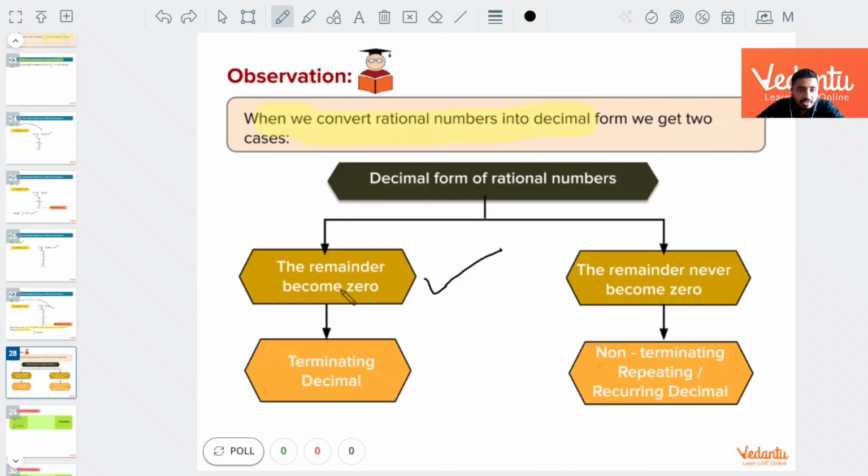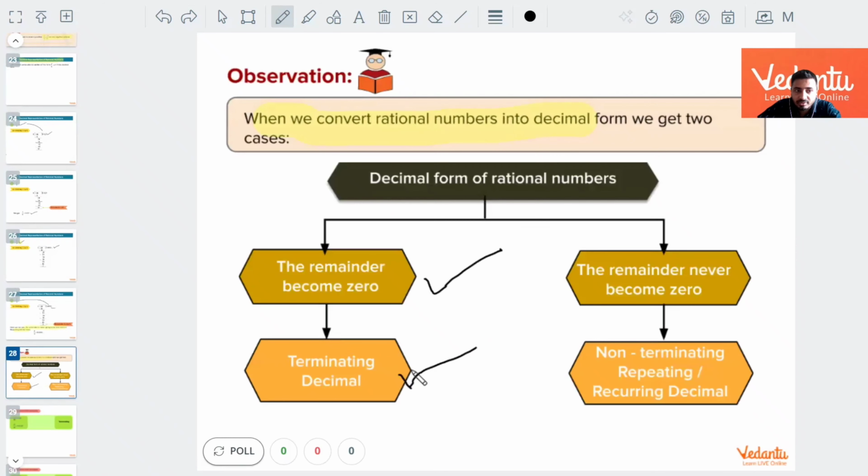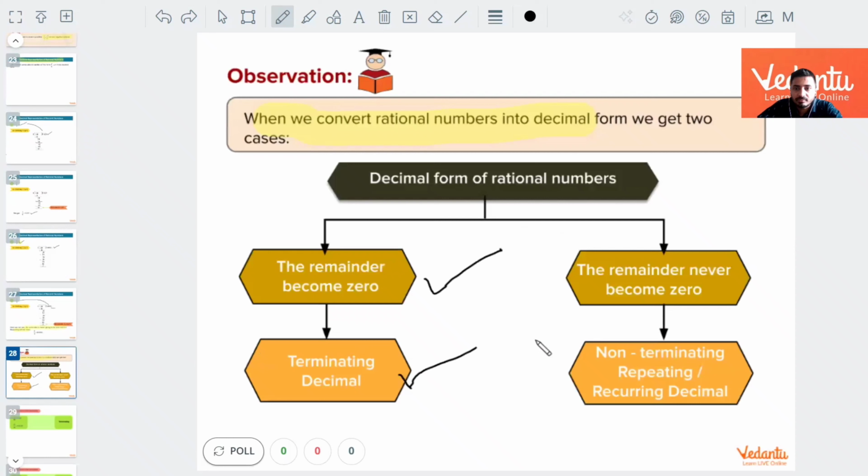Okay, and when the remainder becomes 0, it is known as a terminating decimal. What is a terminating decimal? Just see once again. When the remainder is 0, the quotient terminates. Whenever the remainder is 0, it is a terminating decimal. The decimal does not expand; it is not recurring, not repeating. It ends in 0.125. Clear? And what is the next one?